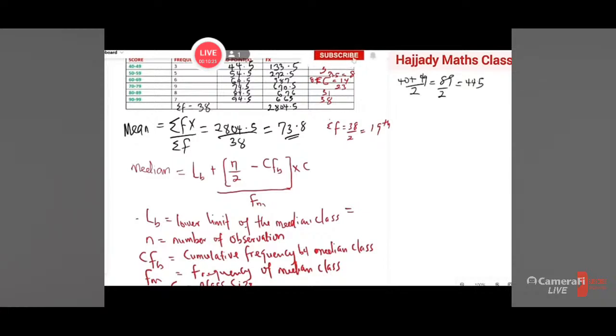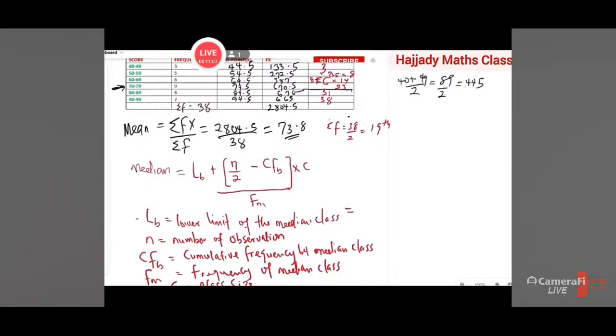So where does our 19th value fall? We can see that it falls on this region. So this is going to be our median class. Let me change the pen so we can see what we mean by the median class. Our median class is going to be this, straight down like this. So it's 70 to 79.